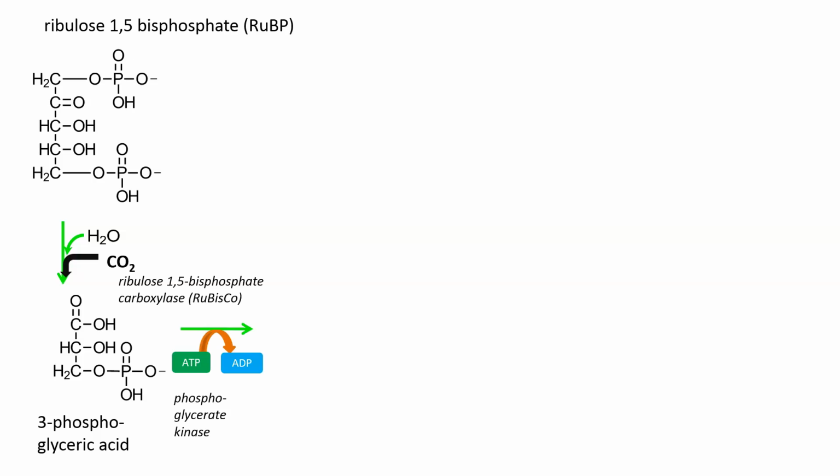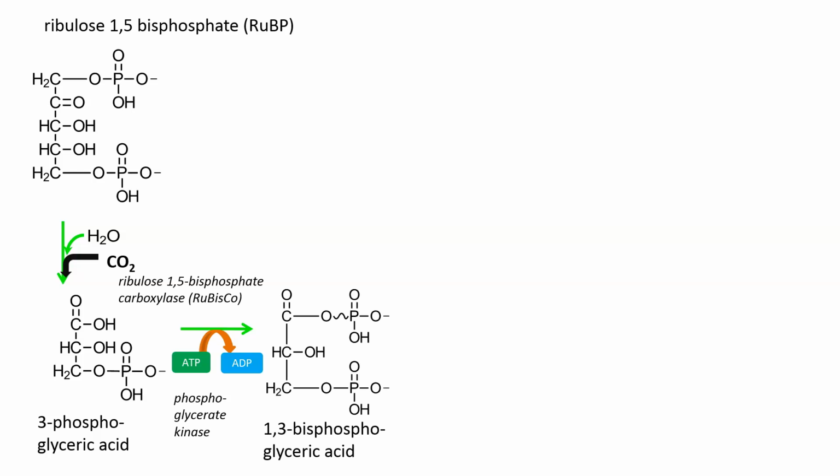Now, this is changed using a phosphoglycerate kinase and ATP. So you can see we're pulling in ATP out of this to make a 1,3-bisphosphoglyceric acid. Both of these chemicals are also part of glycolysis. So this makes material that is used in glycolysis as well.